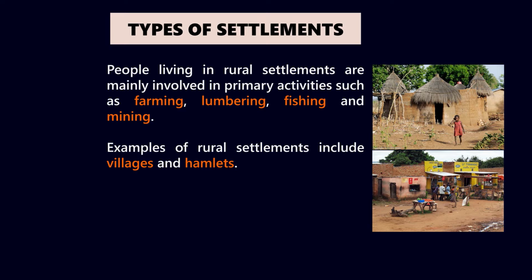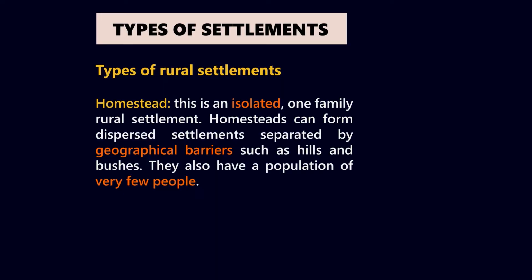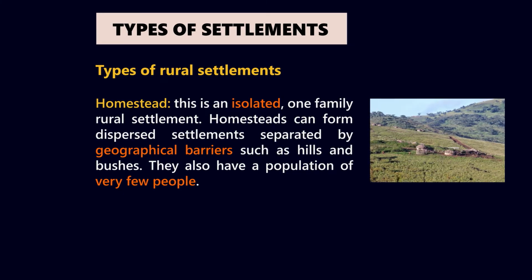They also engage in economic activities such as fishing and farming. These are images showing some examples of what rural settlements look like. Now let's take a look at some types of rural settlements. The first type of rural settlement is the homestead.